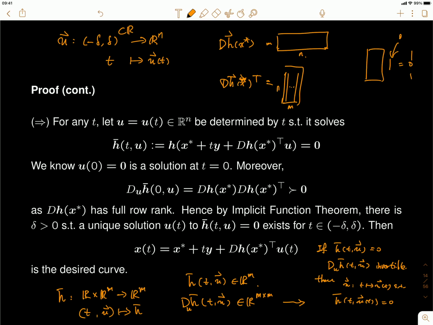So what we need to do is just to check if the Jacobian of this h bar that I specified here is non-degenerate. Okay, if the Jacobian of this one that I specified here is non-degenerate at t equals 0. Okay, now let's see if that's the case. Then when we take the Jacobian of this h bar with respect to u, let's see what we will get.